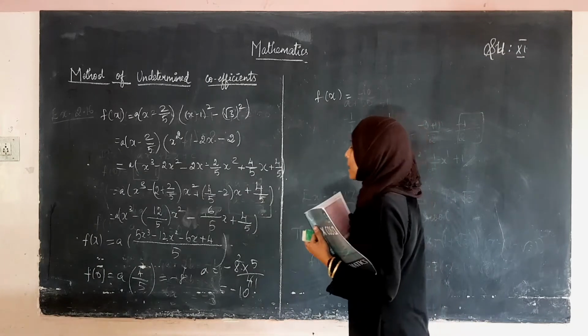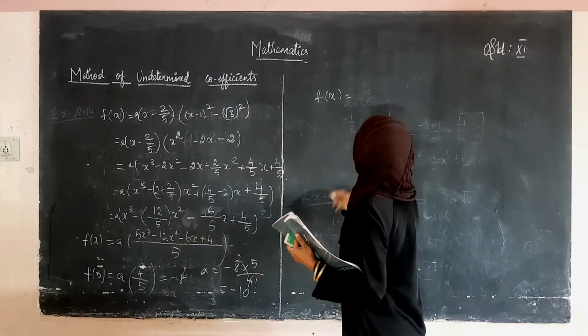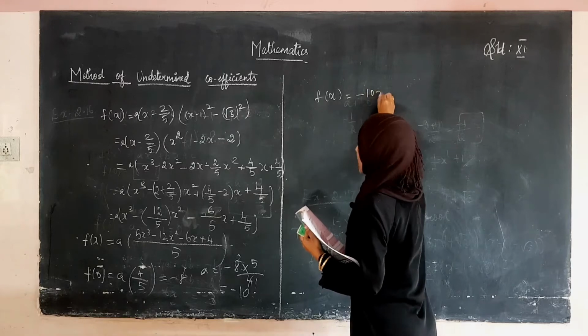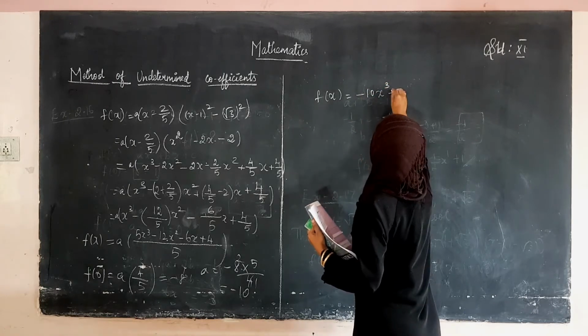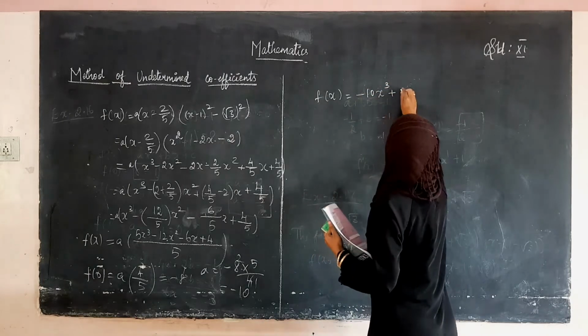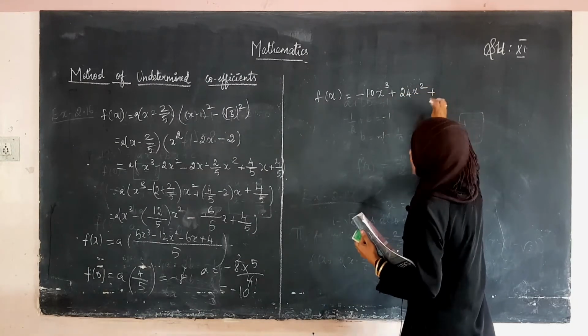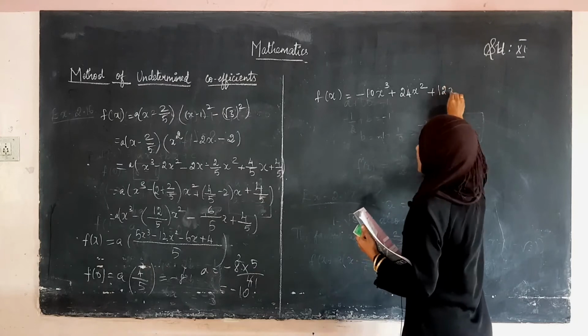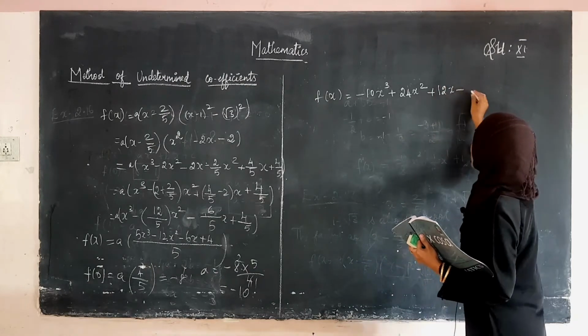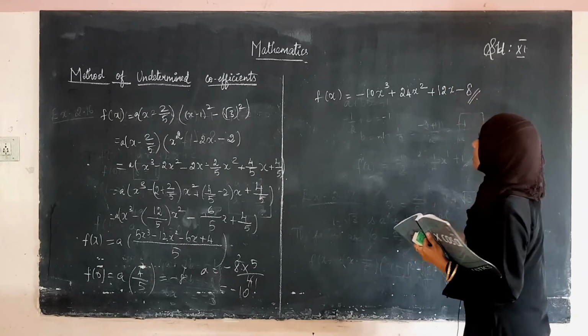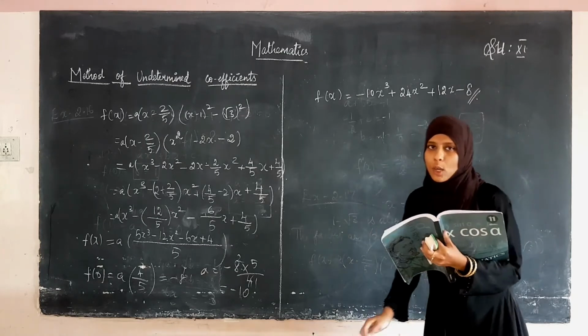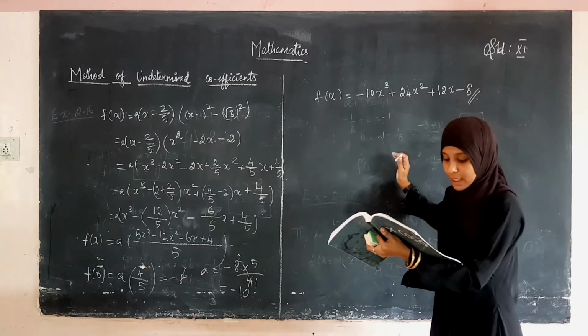So, multiply that minus 2 with the numerator. Therefore, minus 10 x cube, minus into minus, plus 12 into 2 is 24 x square, minus into minus, plus 6 2 is 12 x, minus into plus, minus 4 2 is 8. So, this is the required cubic polynomial equation. With this, we are completing this example.